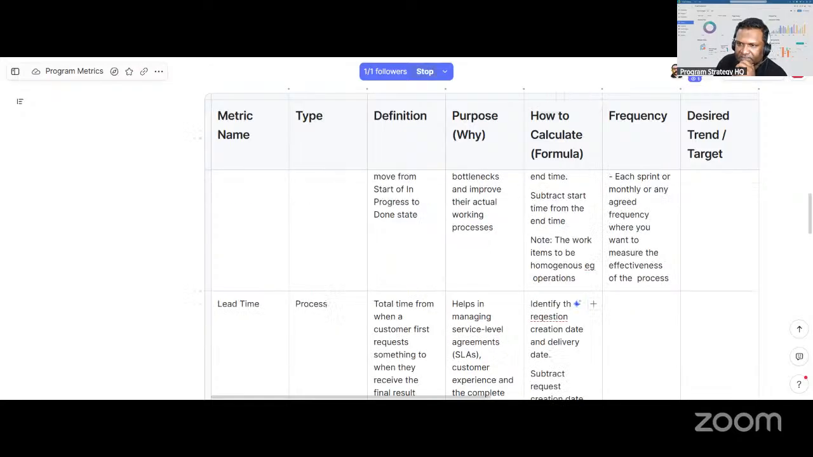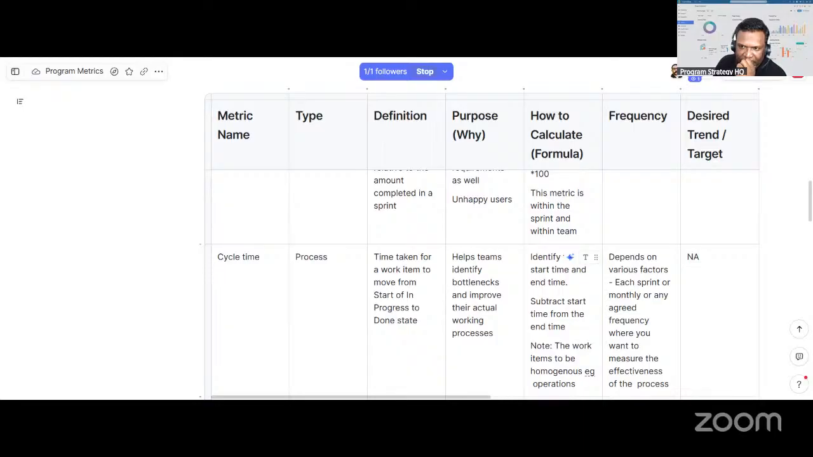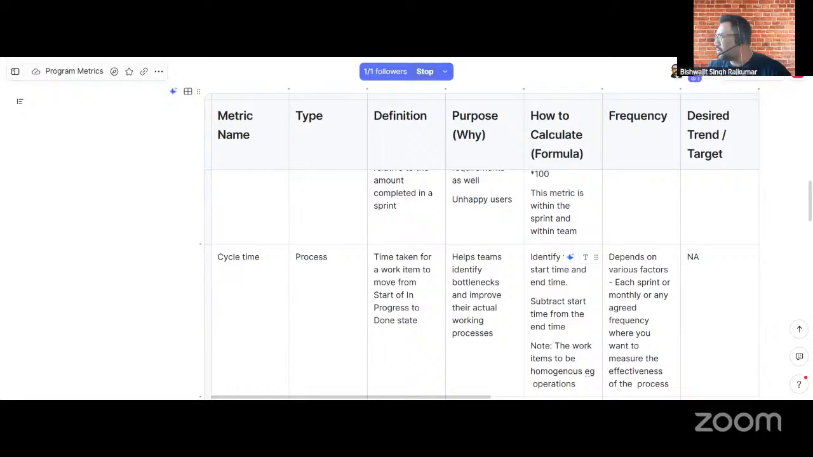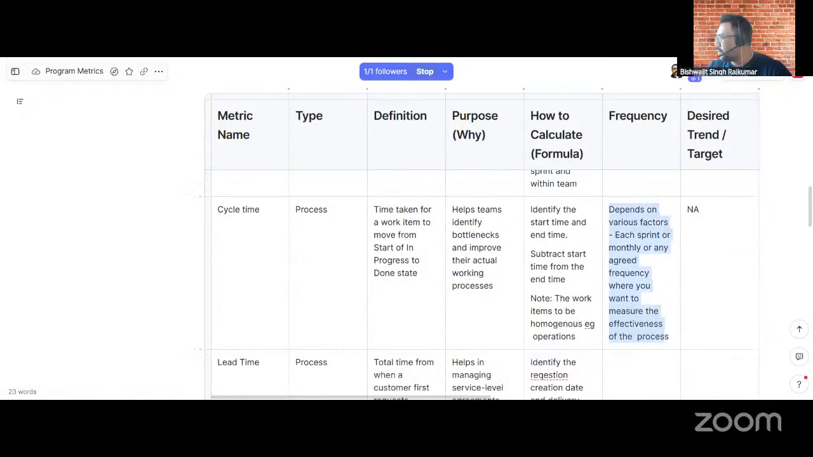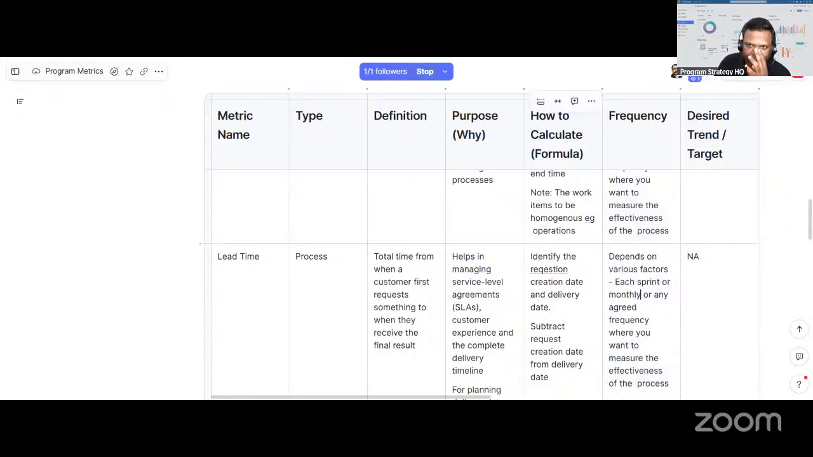Okay, frequency, lead time. Again, this also depends on various factors. I think mostly this depends on the entire org, the entire account, how you're handling these lead times.